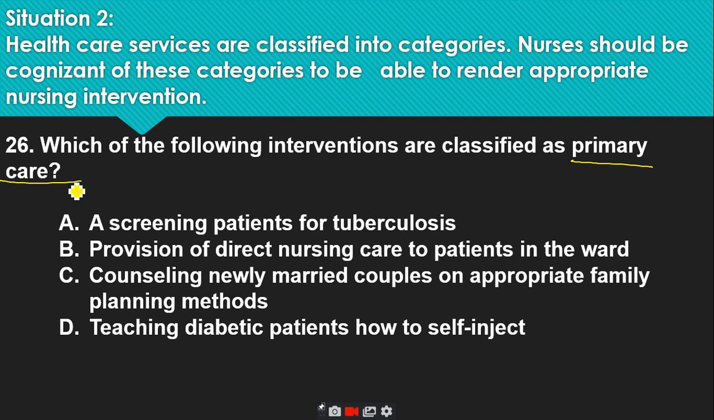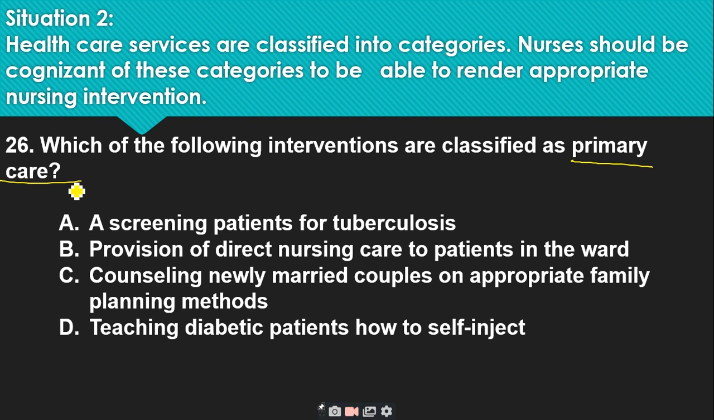Let's have now letter A. Let's eliminate choices. Screening patients for tuberculosis. Letter B. Provision of direct nursing care to patients in the ward. Letter C. Counseling newly married couples on appropriate family planning methods. Letter D. Teaching diabetic patients how to self-inject.